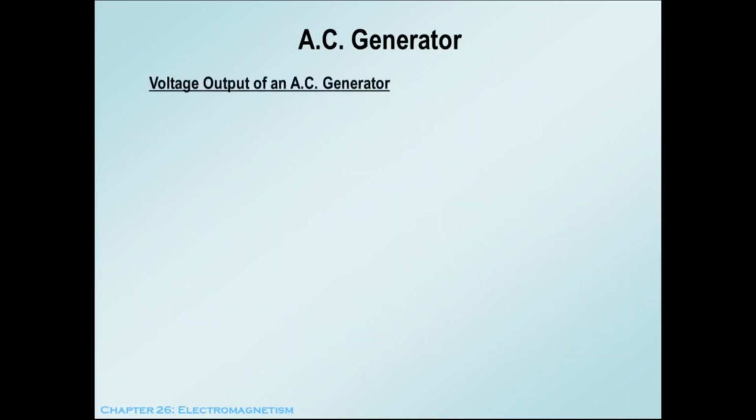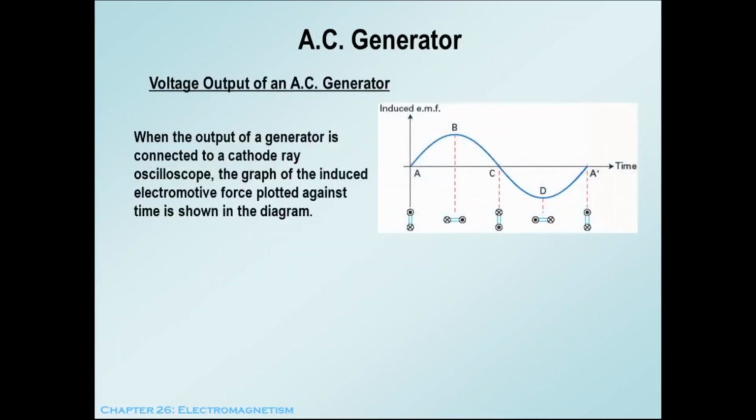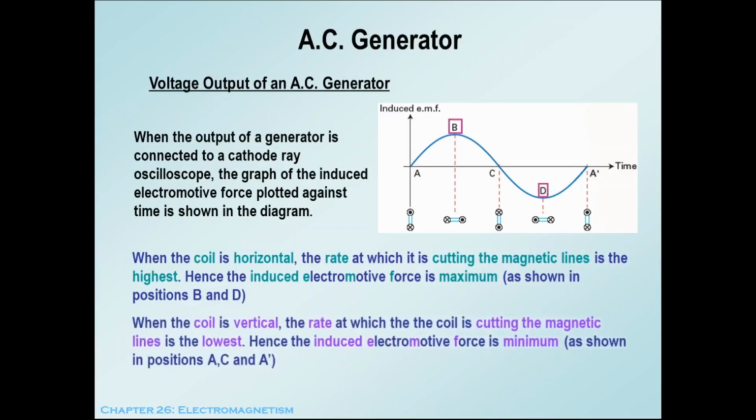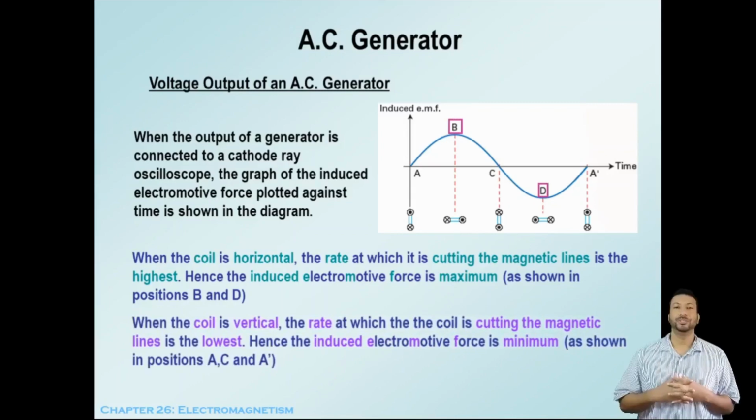Let's now look at the voltage output of an AC generator. When the output of a generator is connected to a cathode ray oscilloscope, the graph of the induced electromotive force plotted against time is shown in the diagram to the right. When the coil is horizontal, the rate at which it is cutting the magnetic lines is the highest. Hence, the induced electromotive force is maximum, as shown in positions B and D. When the coil is vertical, the rate at which the coil is cutting the magnetic lines is the lowest. Hence, the induced electromotive force is minimum, 0, as shown in positions A, C, and A'.